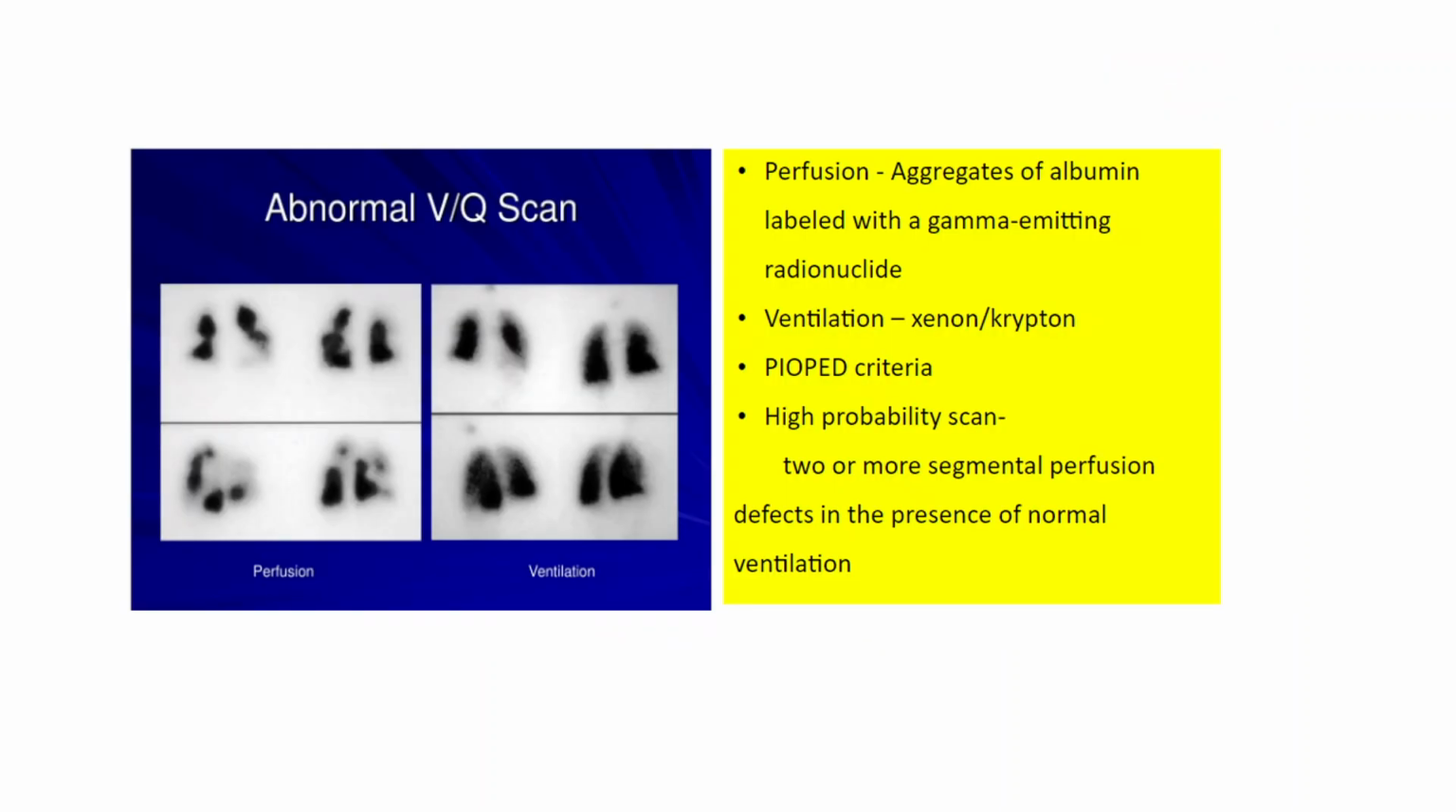Now the last one is VQ scan. Actually, this investigation was previously the investigation of choice. With the advent of CTPA, it is no longer the investigation of choice, but it is still preferred in those cases where CTPA is contraindicated. For example, if the patient has renal failure, you cannot give contrast. In those cases, you may prefer a ventilation perfusion scan.